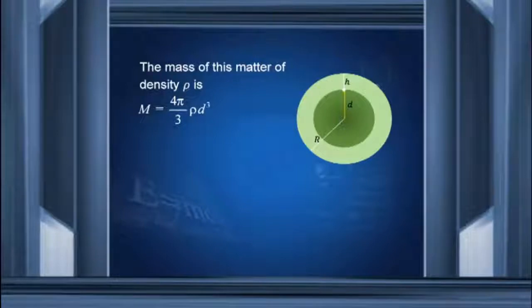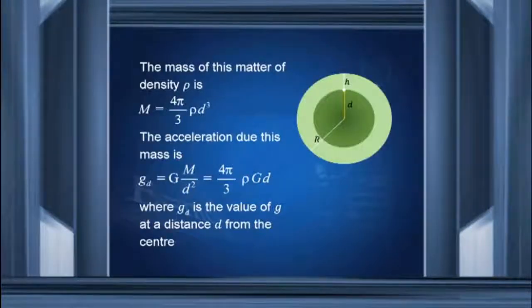And now it is very simple. You assume that the earth is a uniform sphere, that means it has a radius R which is the same everywhere, and its density is rho, which is constant everywhere. Then we can write the mass as 4 pi by 3 rho d cubed, a simple formula. This is the mass not of the earth, but of this sphere of radius d. The acceleration at this point, which I denote by g_d, is equal to G M by d squared, the usual formula. If I put the value of M, then I get 4 pi by 3 rho G times d.